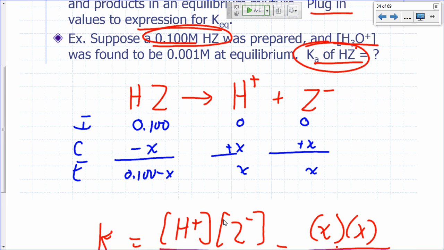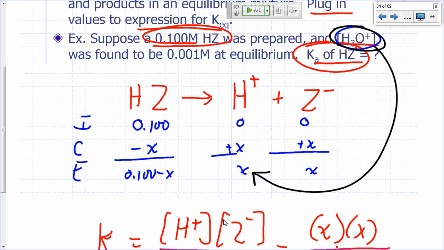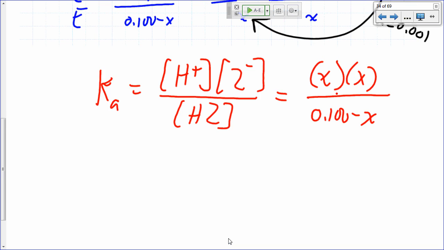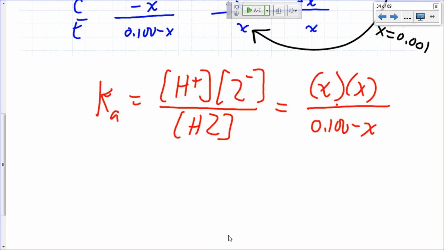According to this, when you did the experiment, you found the hydronium or the H plus concentration to be 0.001, and that is X, right? You found it to be 0.001, so X must be 0.001. That's what's given. So if I know what my X is, what can I do now? I can solve for Ka.